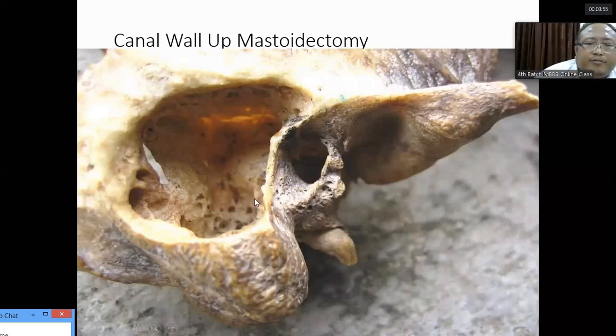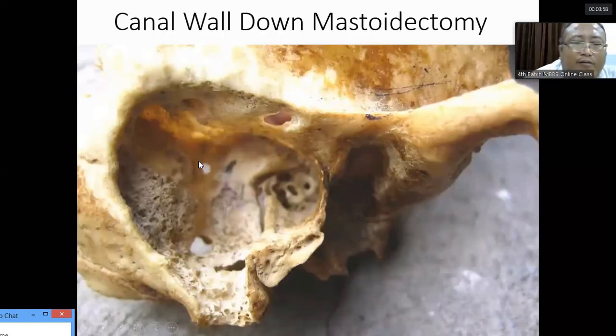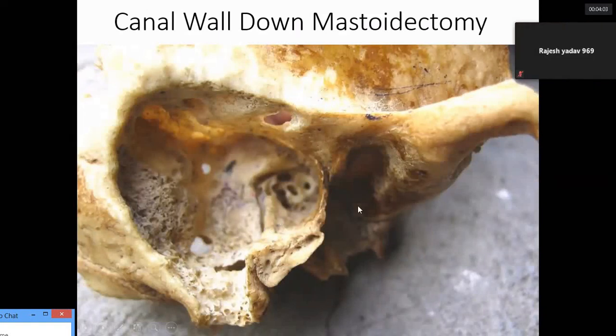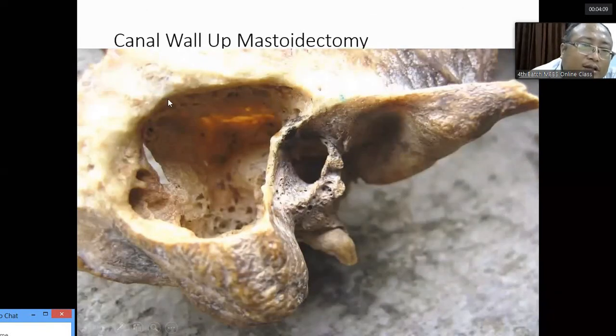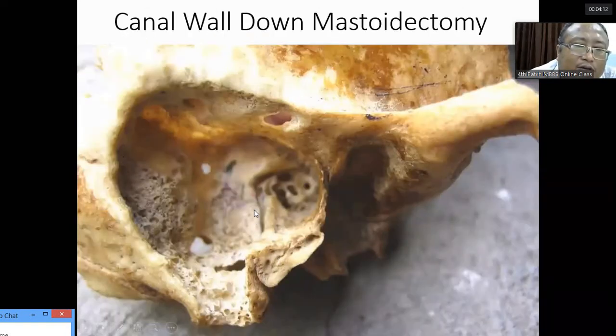So, in case of canal wall up, this is canal wall up. The ear canal is intact, but in the next slide, the area has been widened, and we don't see the bony wall. The bony canal wall has broken down to this level. So this is an example of canal wall down. It might be an MRM, the modified radical mastoidectomy, or a radical mastoidectomy. It can be either.